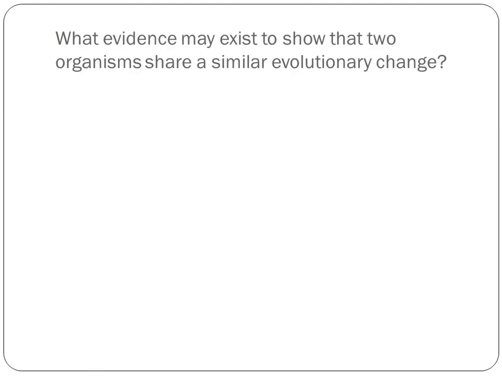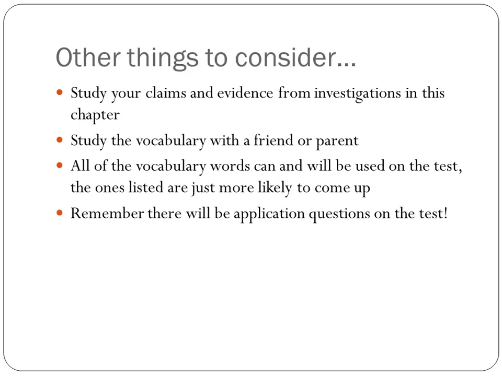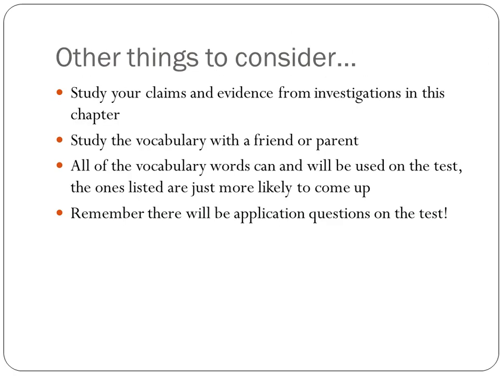The last section we need to go through then is what evidence may exist to show that two organisms share evolutionary changes. And as we've already seen, there are of course the fossils where we can see similarities between them. We can also look at the similarities between their body structures, for example, those homologous structures that show us they have some similarities. There's also the characteristics of their body structures, as I said before, and then also we can look at their DNA.